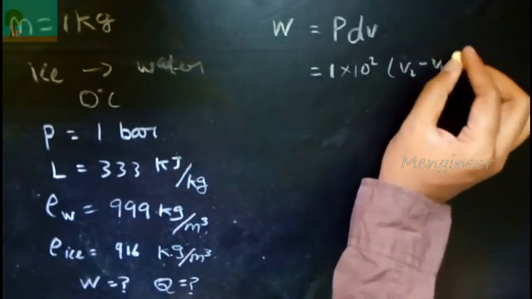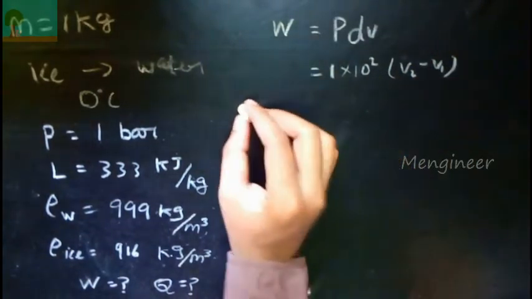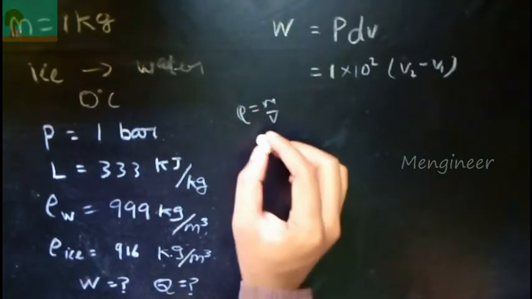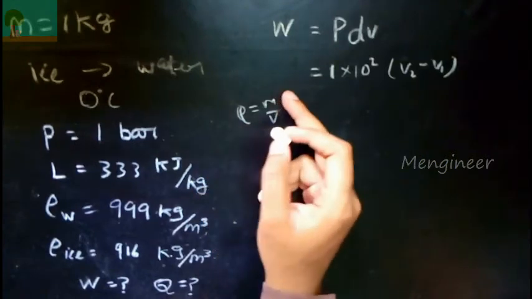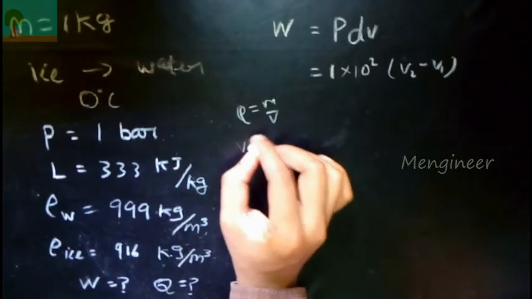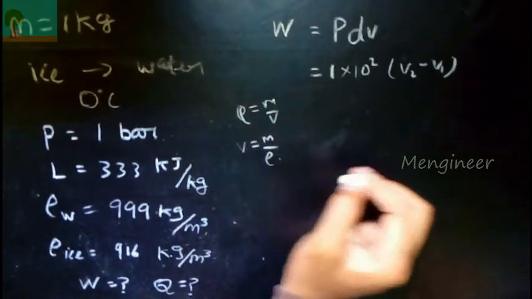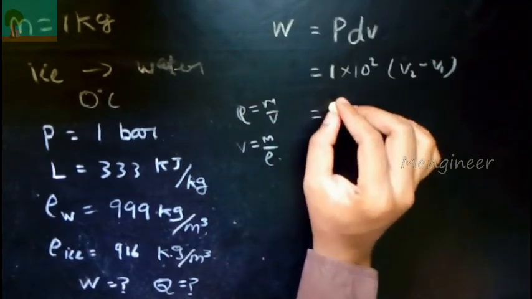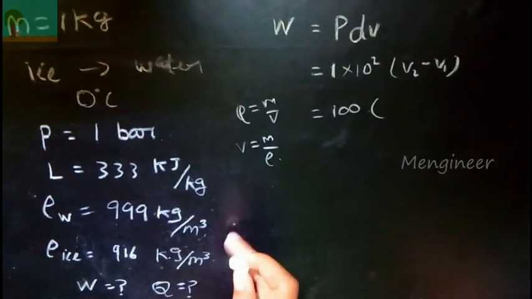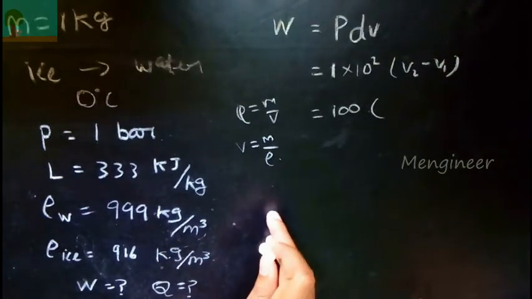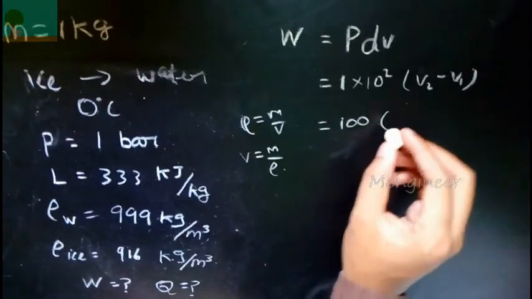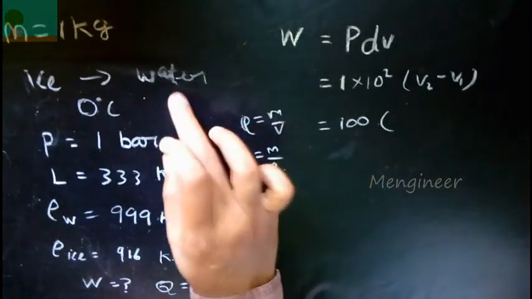So we can find the value of work using this formula PdV. We can find V by using the formula density is equal to mass by volume. So we know the mass value and also we know the density value. Now what we need is the volume. So just swapping this you get the volume. So I am converting the 1 bar pressure into kilopascal as we always do. So I'm gonna substitute the value of mass and the value of density.